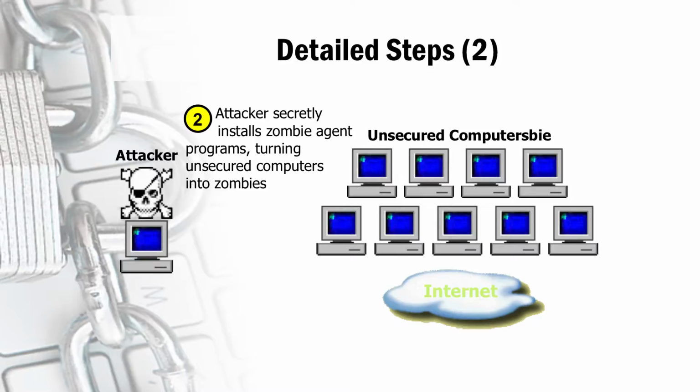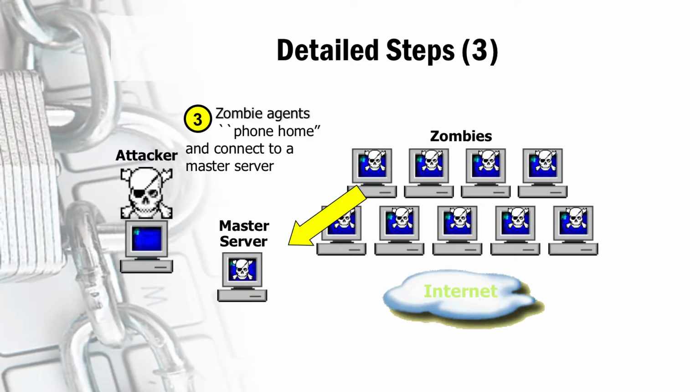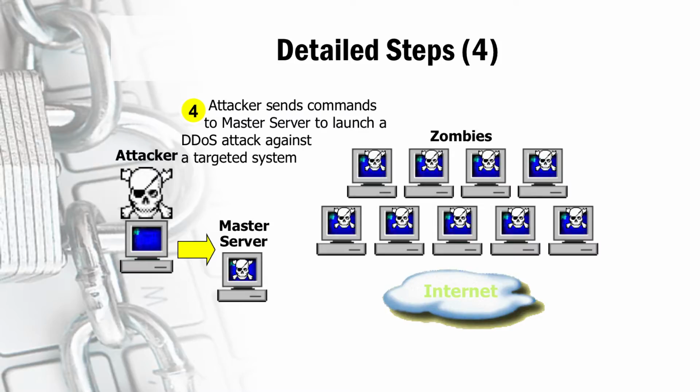Next, the attacker secretly installs zombie agent programs onto the unsecured computers, turning them into zombies. The zombie agents now connect to a master server to be controlled and told what to do. Next, you will see that the attacker will send commands to the master server to launch a DDoS attack against a targeted system.